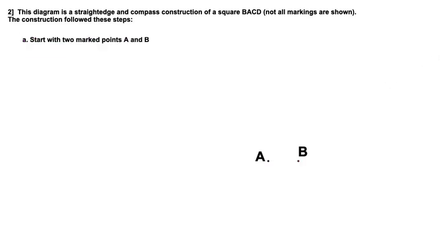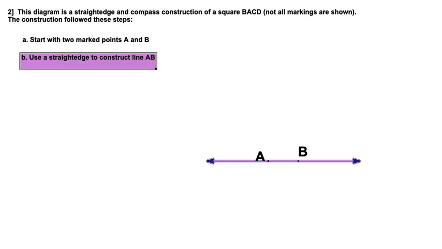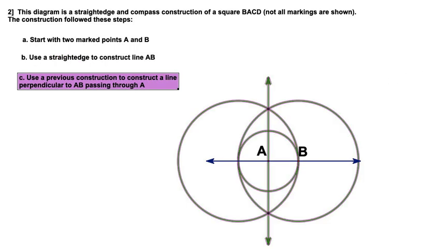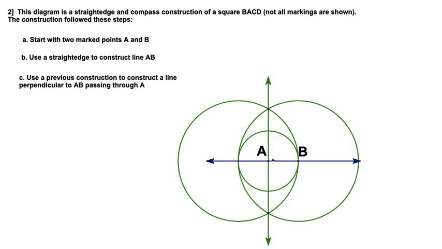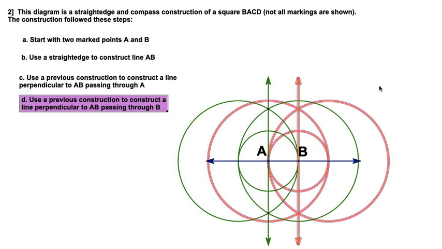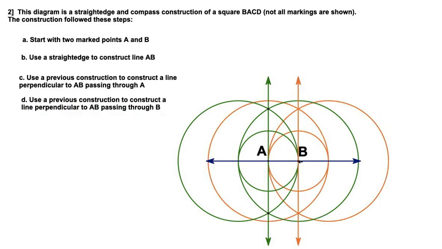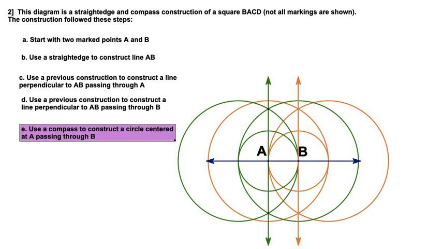There's your AB. Start with points A and B. Then it says construct a line. All right? We can easily do that with a straight edge. And now there is your perpendicular passing through a point on the line. There's your other perpendicular, in this case passing through B on the line. Now, here's something interesting. Step E says use a compass to construct a circle centered at A passing through B. I don't know what it's talking about because we've already got it.